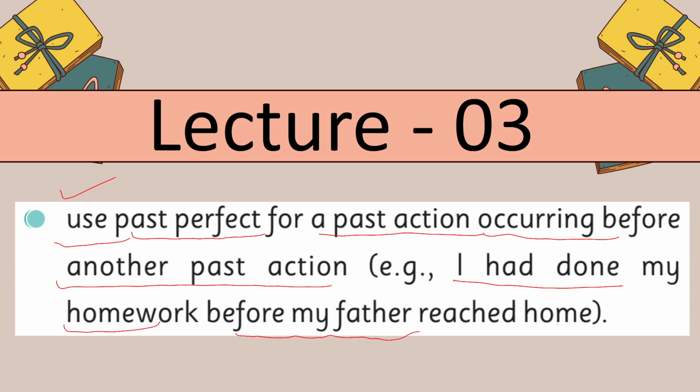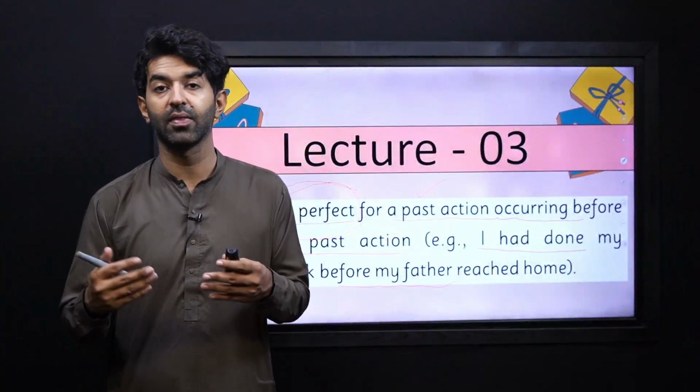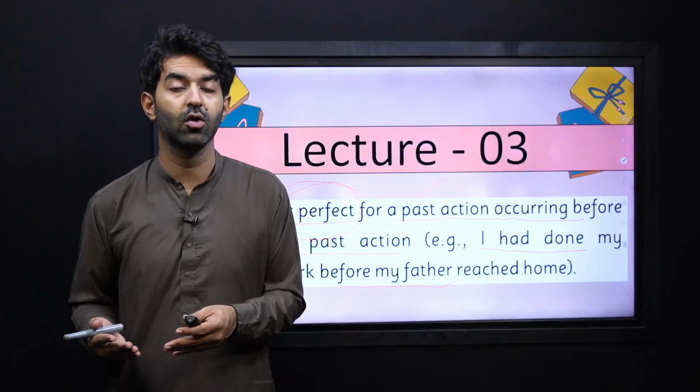Now, this is about tenses. You'll use past perfect tense for a past action that was done in the past occurring before another past action. So there are two past actions, but one is coming up before and the one is coming later on or after.